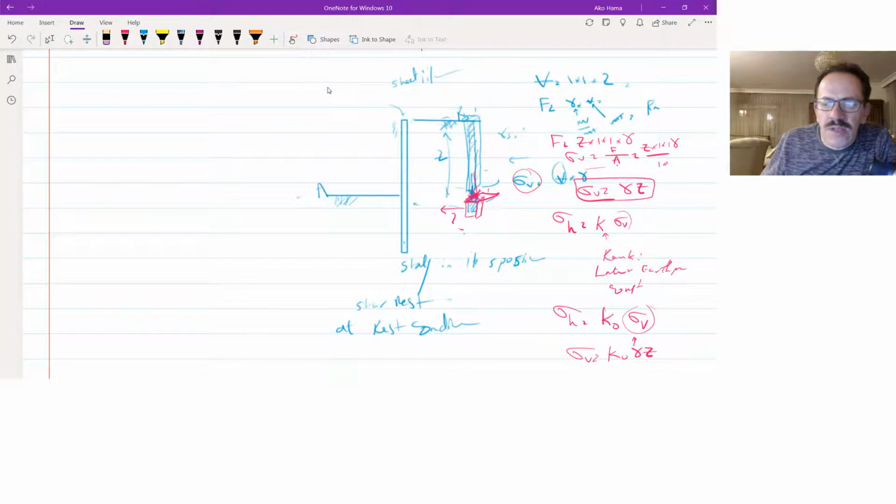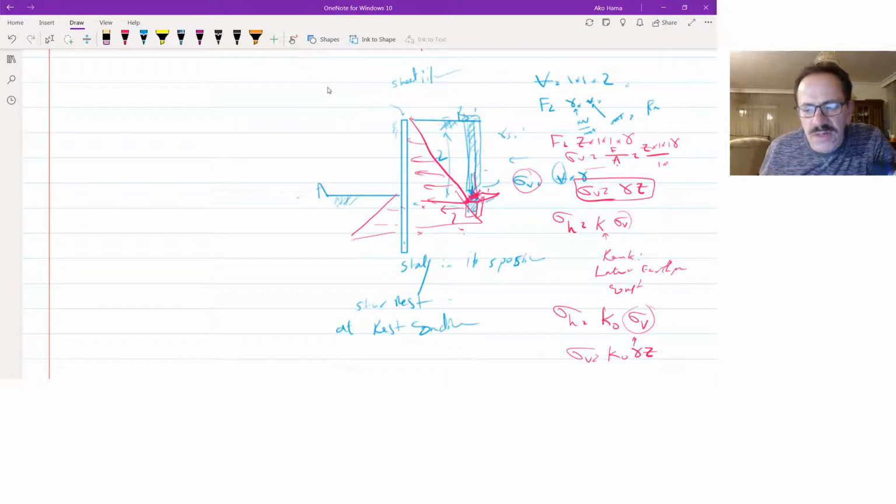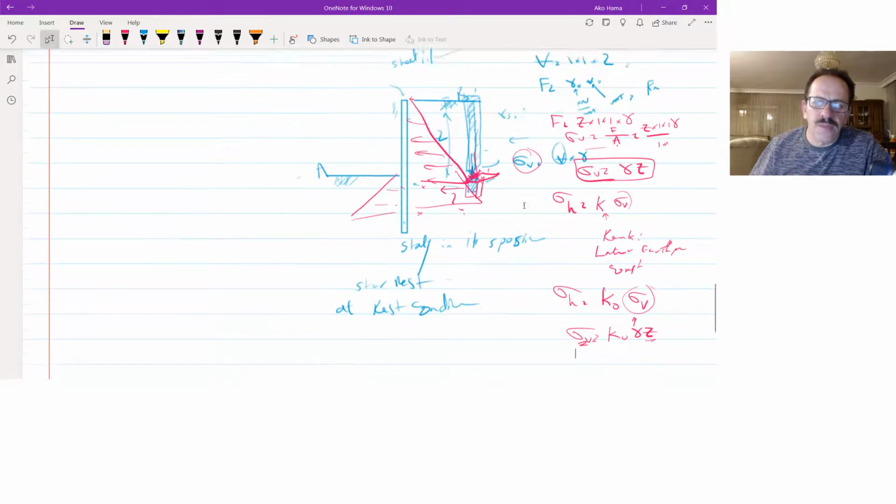So this will be the lateral pressure at this point, and definitely it will be 0 here, and it will have a distribution this way. Also we will have a distribution this way, and at each value of z we can find the sigma vertical this way. This is the case when we have the at rest condition.